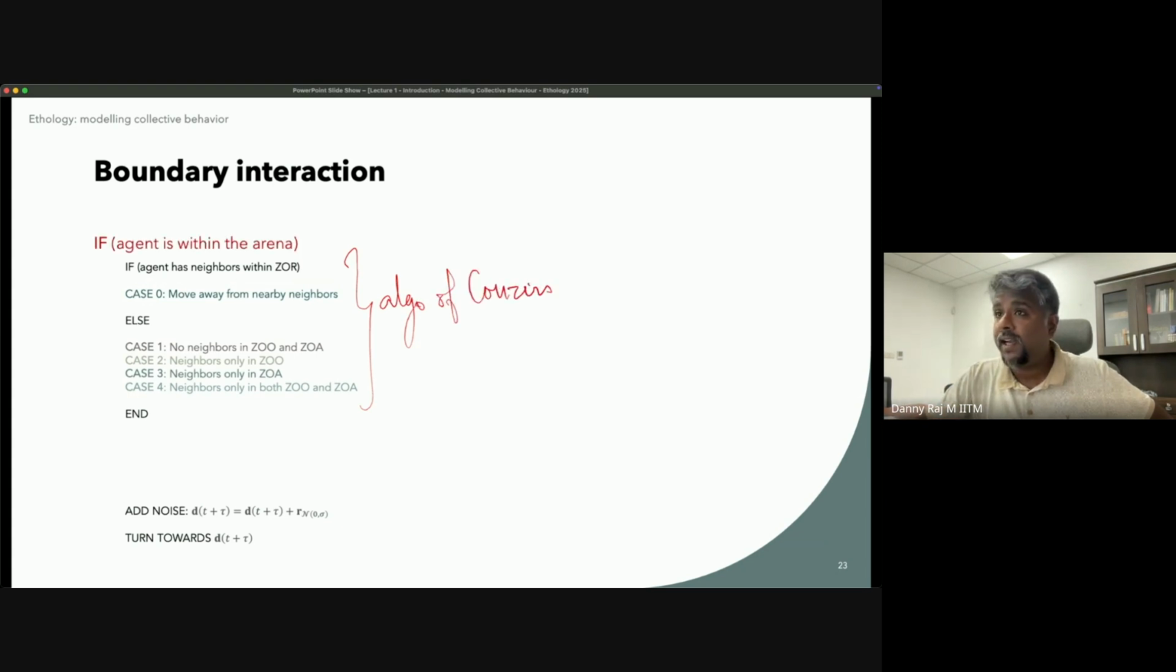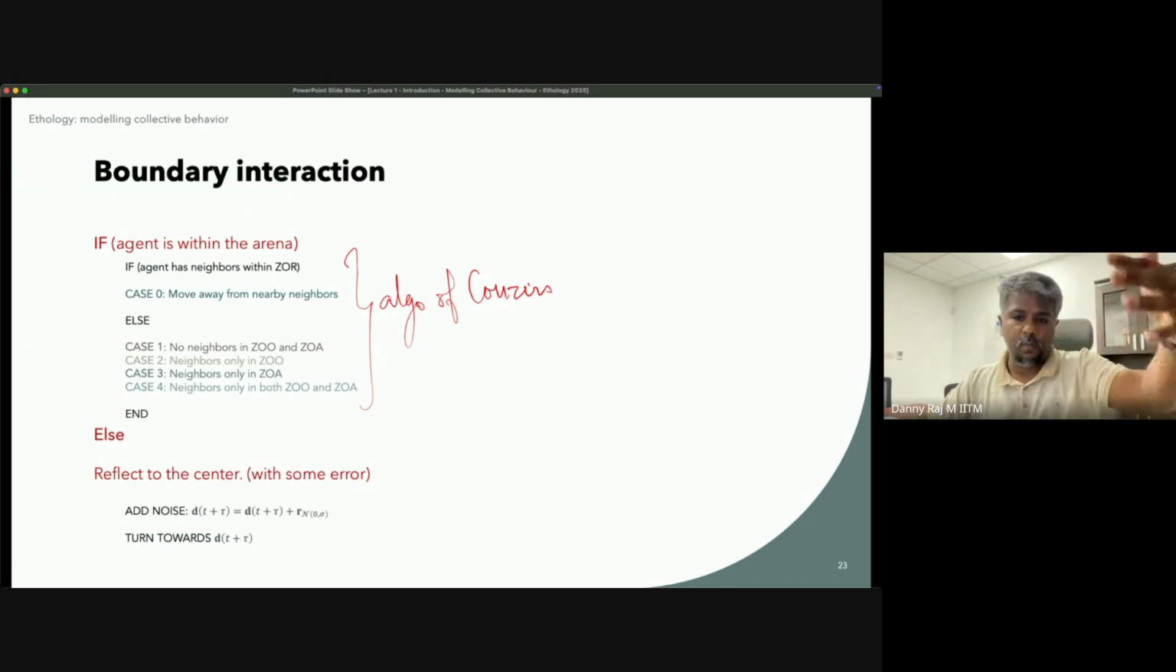I put this under another if loop, which says if an agent is within the arena, do all of this. Else, bring it back. So does that make sense? All I'm saying is, if an agent is within the arena, do the Couzin model. Else, the first thing to do would be to reflect it back to the center. And then you add the noise, turn, and so on.